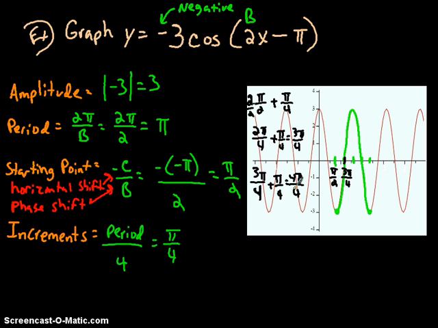The pattern is everyone's going to be 1 pi over 4 from the last. So this would be 4 pi over 4, here would be 5 pi over 4, here would be 6 pi over 4. So yours may have those numbers on the graph. And that's it. That's how you graph the sine and cosine graph.